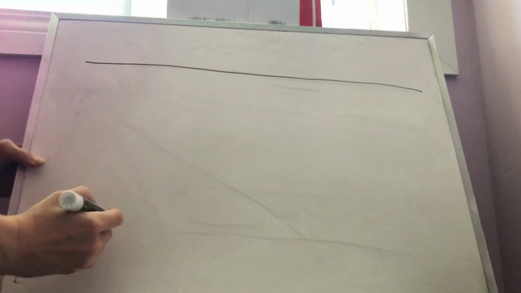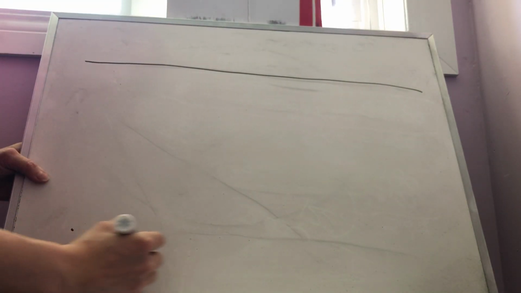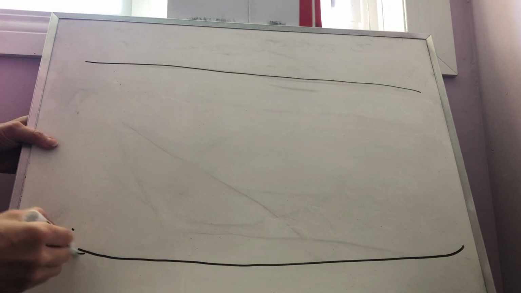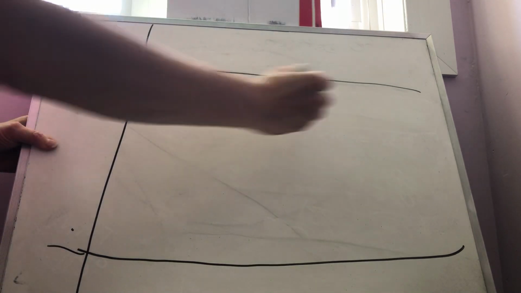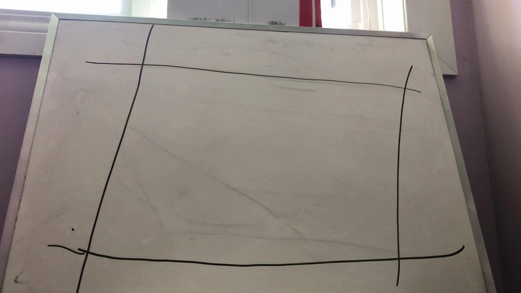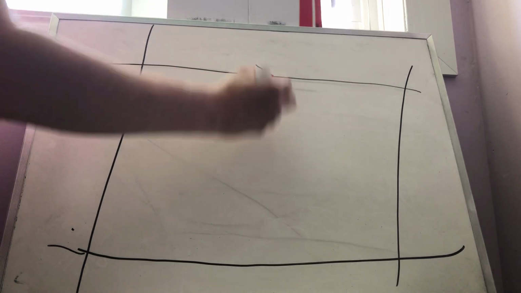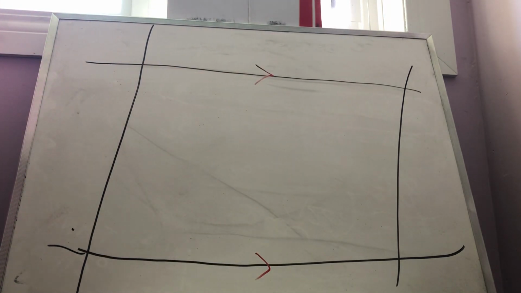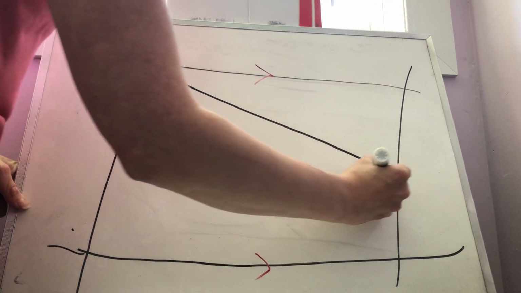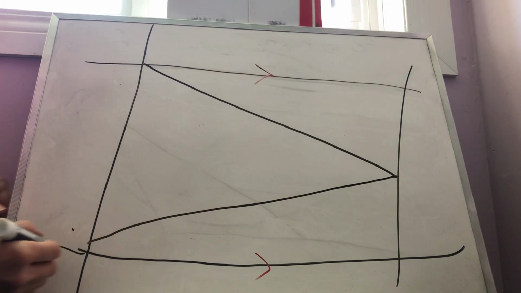So I'm going to draw a set of parallel lines. I'm going to close it in. I'm going to put a quadrilateral in the middle. This is parallel, so I'm going to indicate that with parallel lines. I'm going to then draw a triangle in the center.